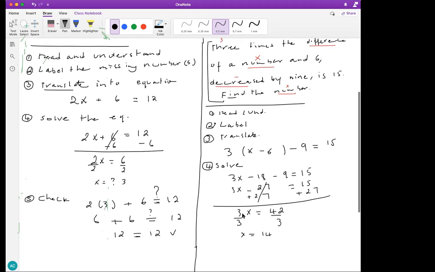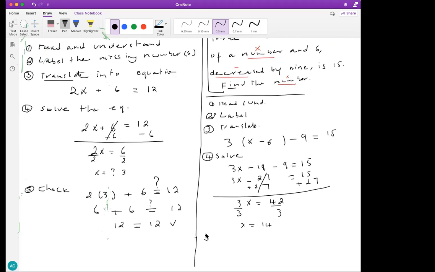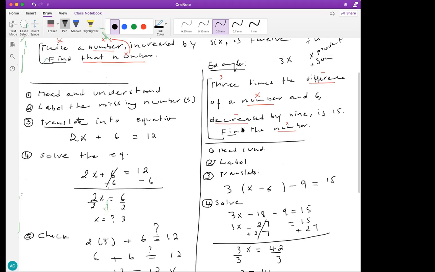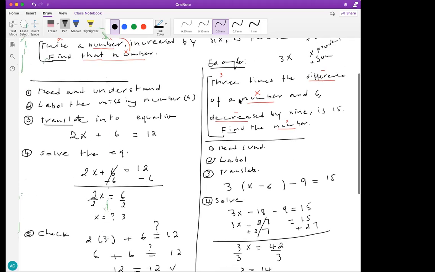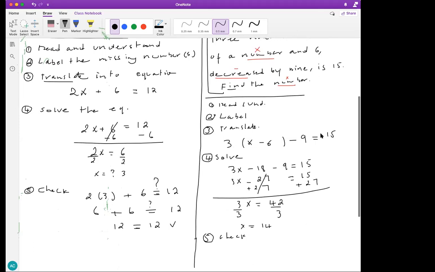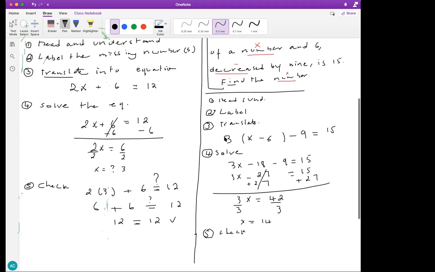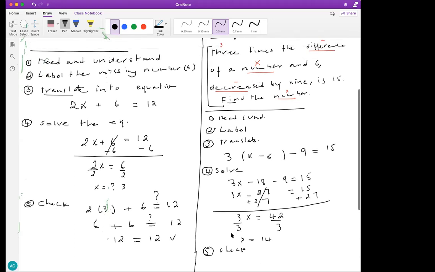Again, we want to check it. So final step 5 is to check. So 3 times, I can always check against the problem itself, not the equation. This doesn't mean it's correct. It's something that we wrote ourselves, so we can't rely on this to be the correct equation, so we want to check in the original problem here.